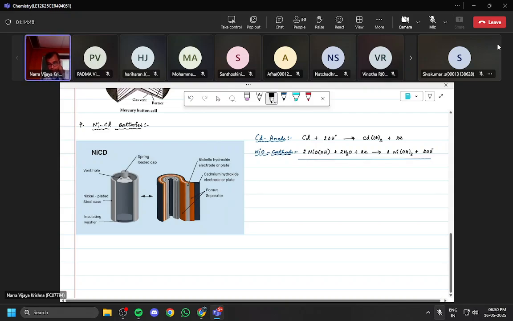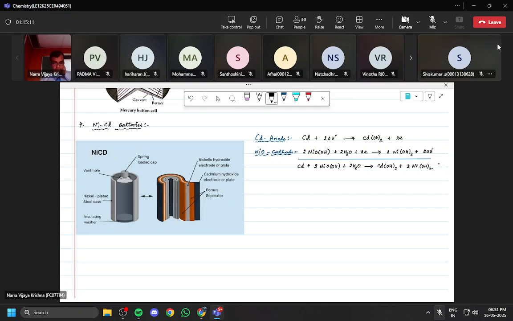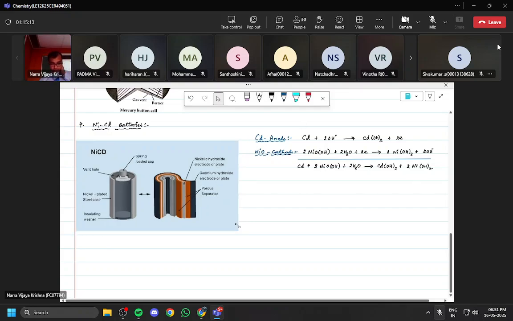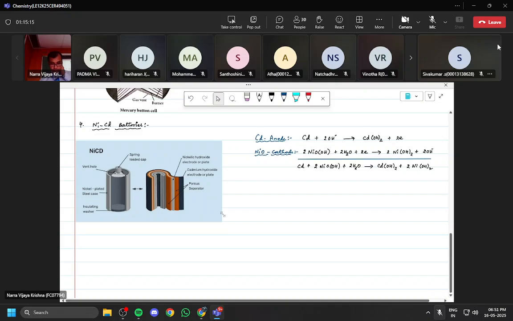Now, what is the overall reaction? Cadmium plus 2 NiOOH plus 2 H2O gives rise to, with 2 OH minus and 2 OH minus and 2 electrons cancelled, cadmium hydroxide Cd(OH)2 plus 2 Ni(OH)2. And what is the voltage output?